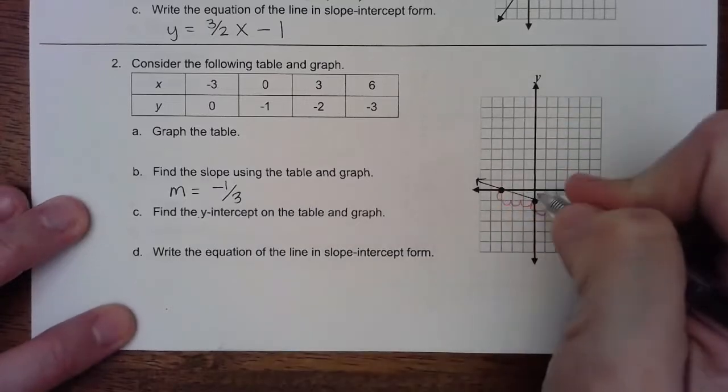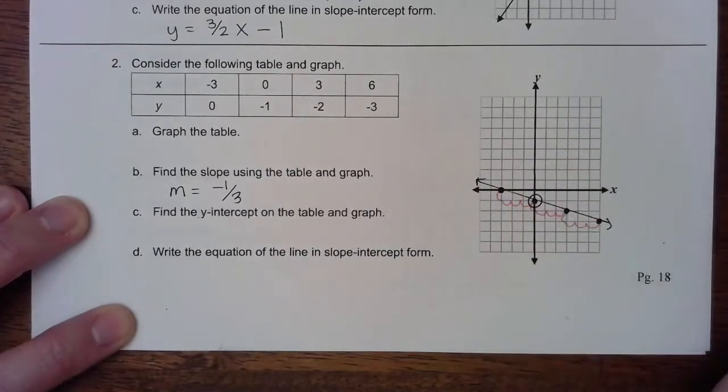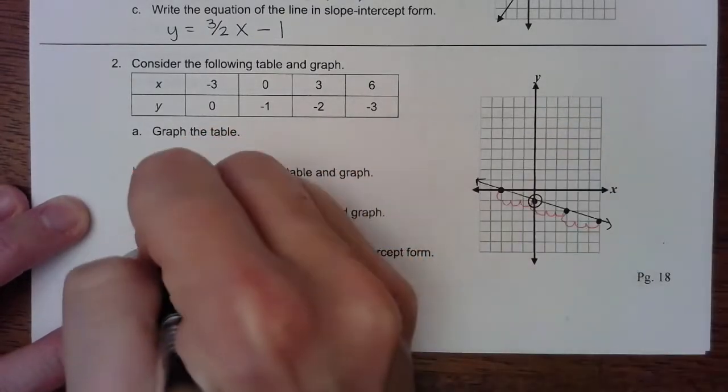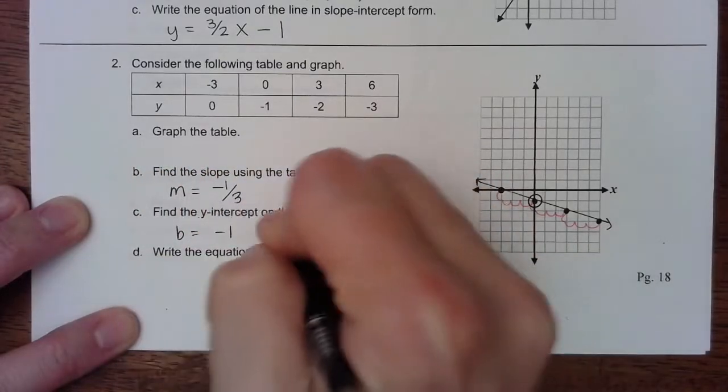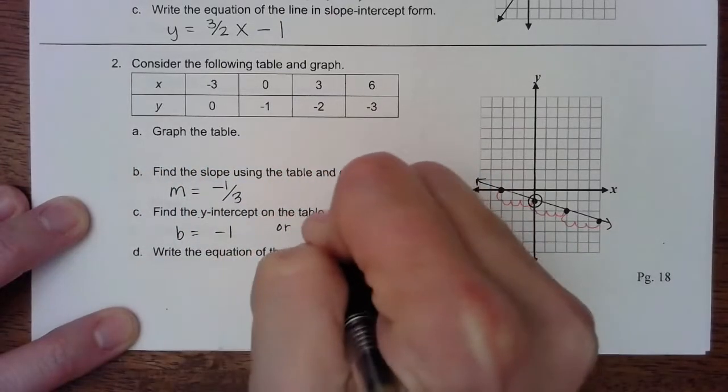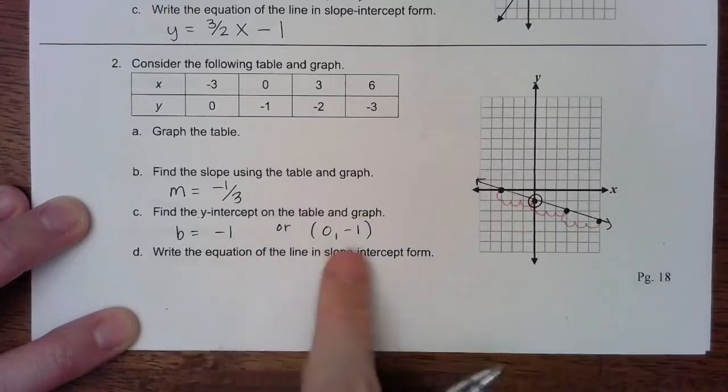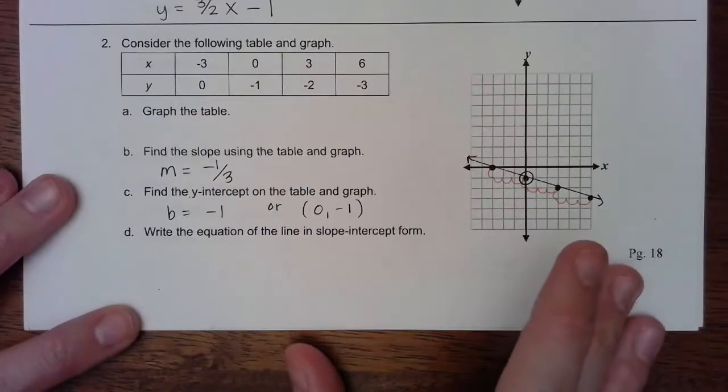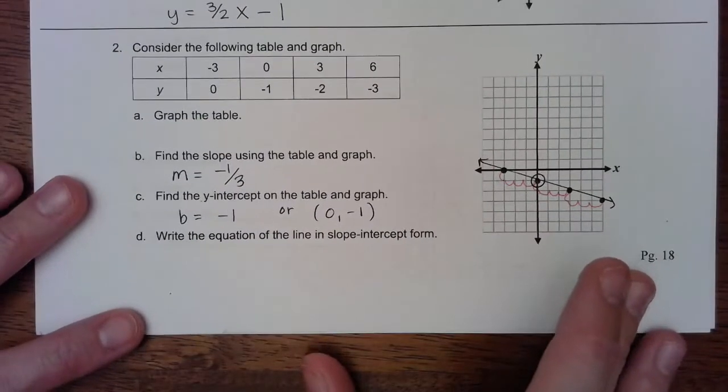This one says find the y-intercept. Remember, I recommended that you circle it. I think that's a good habit to get into. So for this one, my y-intercept also happens to be at the point (0, -1). On your notes, write it both ways, but on the test you only have to write it one of the different ways. It doesn't matter to me which way you write it.